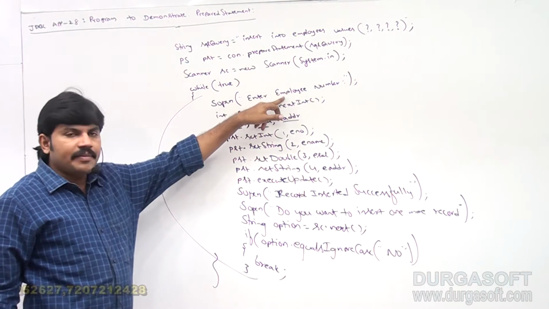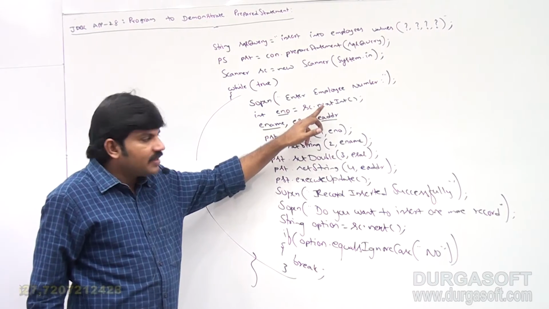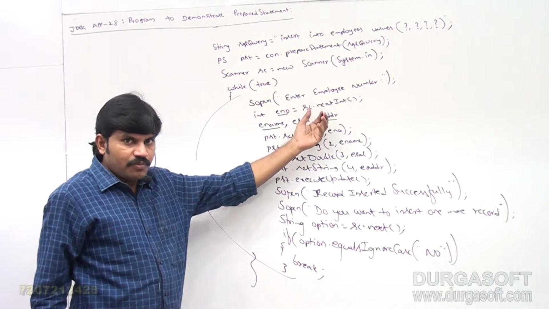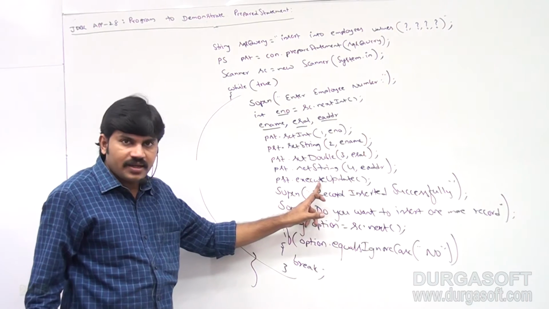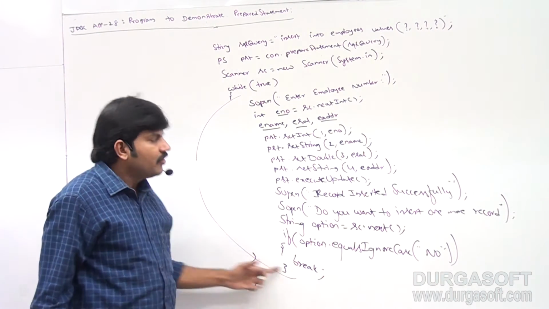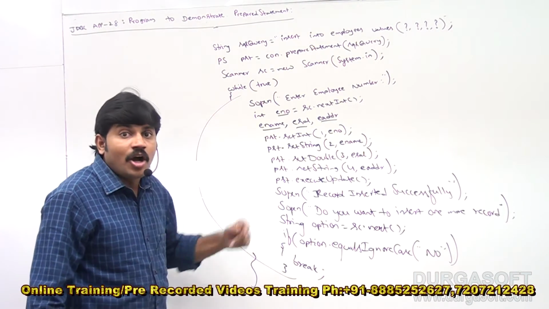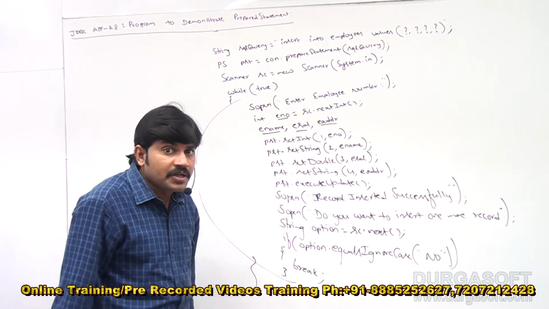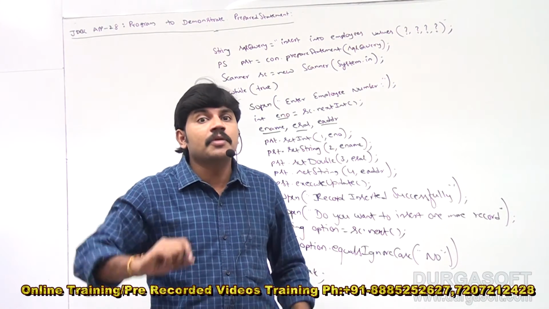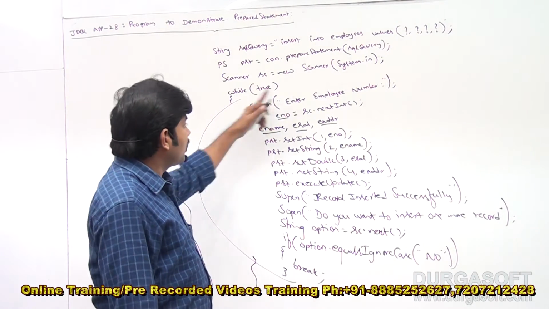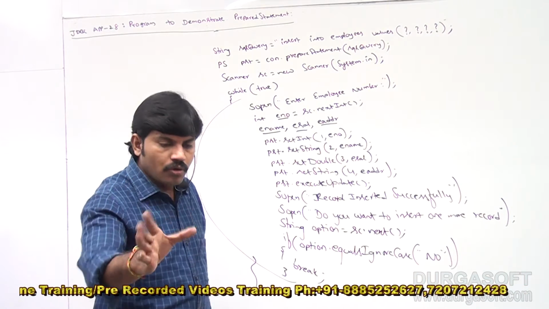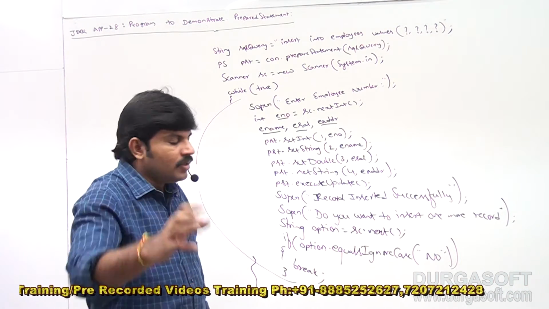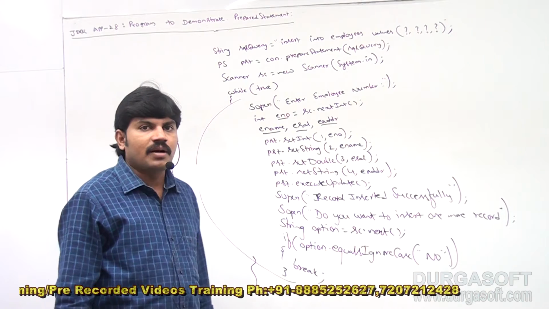Once again, enter employee number, enter employee salary, enter employee address, enter employee name, set the value, record inserted. Sir, do you want to insert one more record? How many times is this while loop going to be repeated? Until the end user keeps on entering yes, the records will automatically keep on being inserted. If the end user enters no, then only break, then only I will come out from the loop.